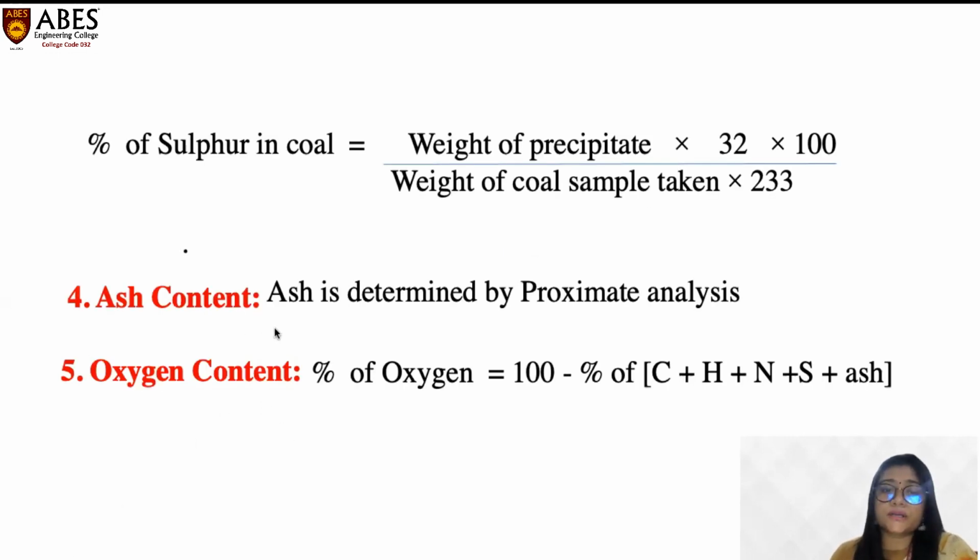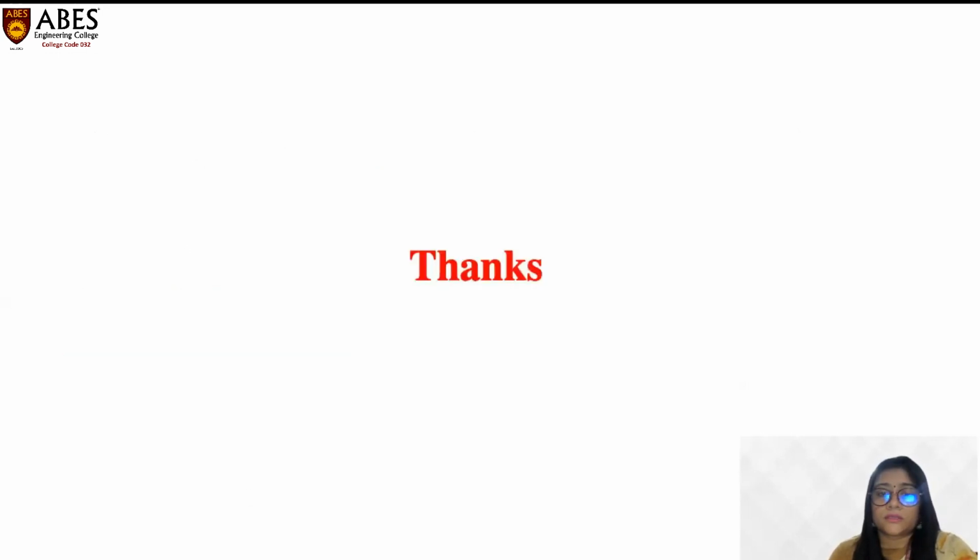Now next is ash content. Ash content is taken from the proximate analysis. And next, oxygen content. Everything, all the elements along with the ash included, when subtracted from 100, the overall weight, the remaining answer will be oxygen, right? So this was all about the ultimate analysis of coal. Thank you so much.